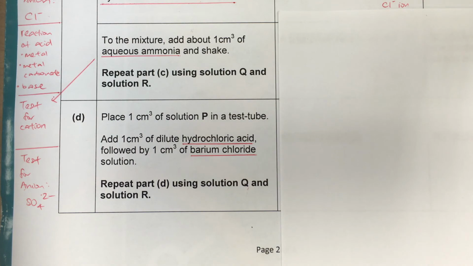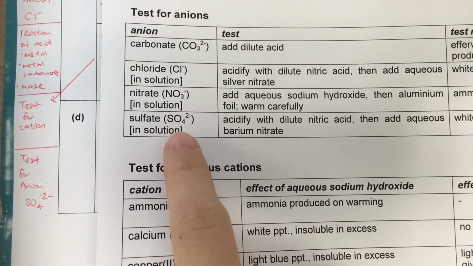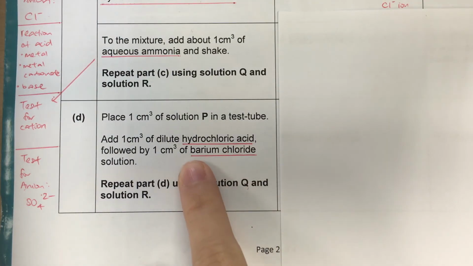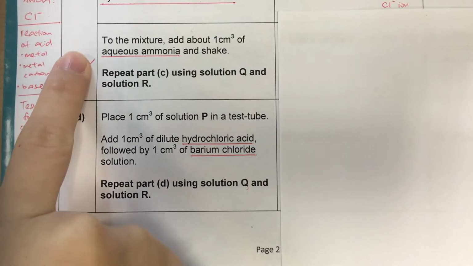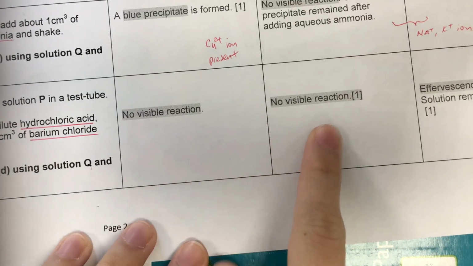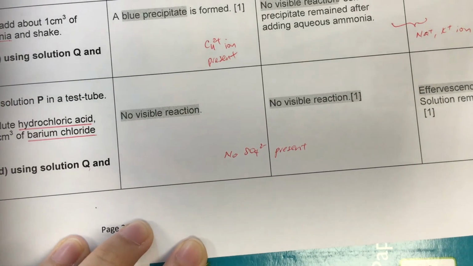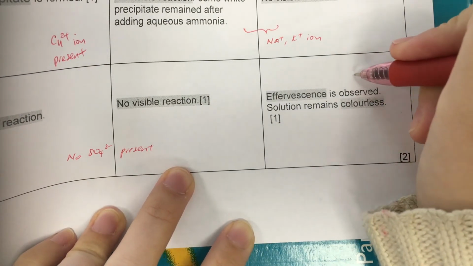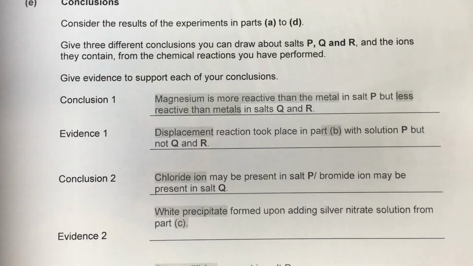Okay, for part D, this is the same as the test for sulfate ion. So instead of nitric acid and barium nitrate, they are using hydrochloric acid again to acidify and barium chloride, because it will still form barium sulfate, an insoluble salt, if sulfate ion is present. Again, since we're adding acid, there could be any form of effervescence. Okay, so for P, Q, there is no visible reaction. So for our own recording, we can put that no sulfate ion is present. And for the last one, R, we see effervescence again with acid. So again, we are guessing that it could be perhaps a metal carbonate. But we cannot conclude that it's a metal carbonate because there is no test for the carbonate ion.